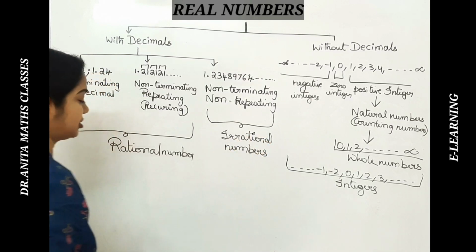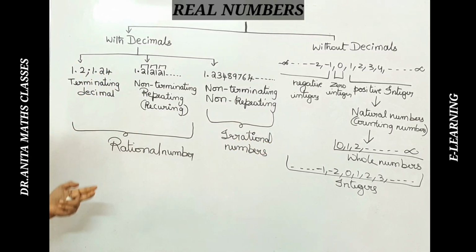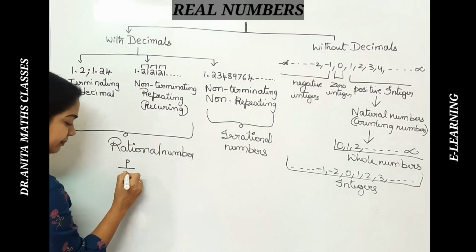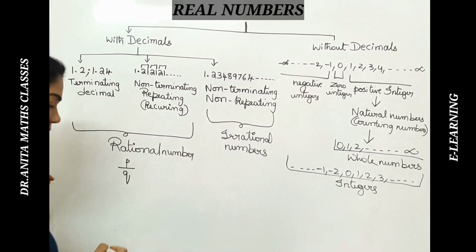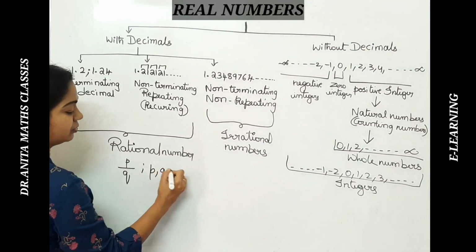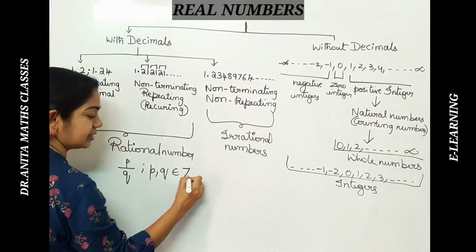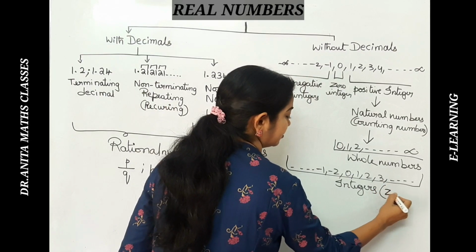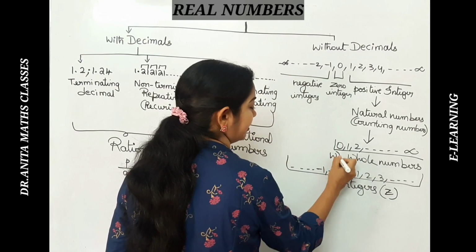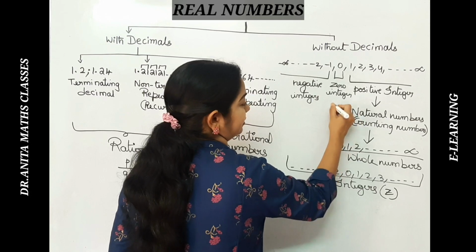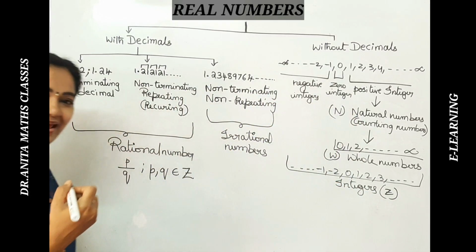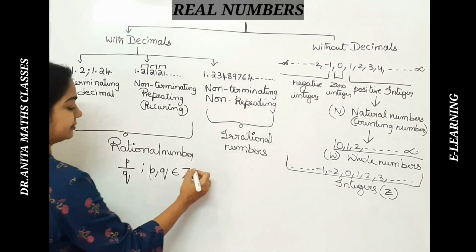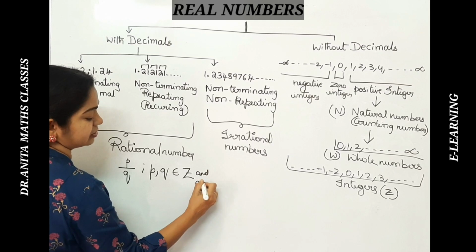Here, rational numbers in particular, we write them in the form of P by Q, where P and Q belong to integers. Now integers are denoted by Z. So integers are denoted by Z, whole numbers by W, natural numbers by N, and integers we also denote by capital I. So where P and Q are integers and Q is not equal to 0.